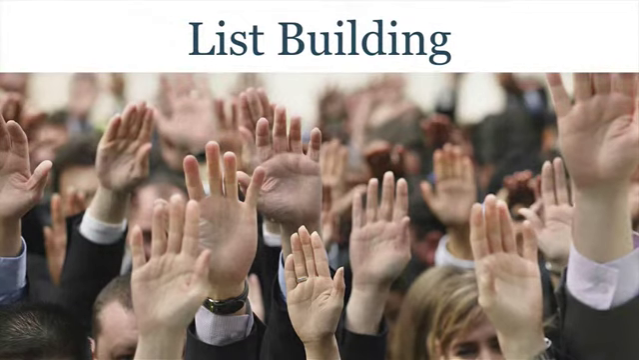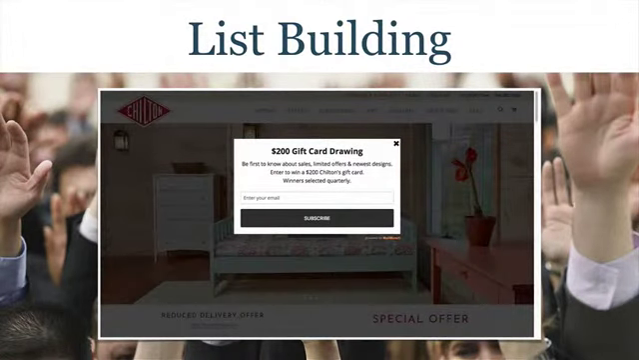So obviously one of the goals then is to get as many qualified people onto our list as possible. We're not just trying to get people onto our list. We're trying to get the right people onto our list. So what are some tactics that we can use to really build our list? Certainly there are things like the very annoying but very effective pop-up window.